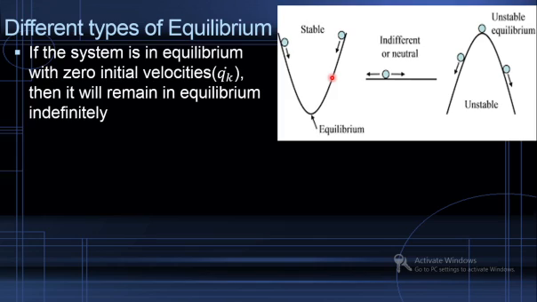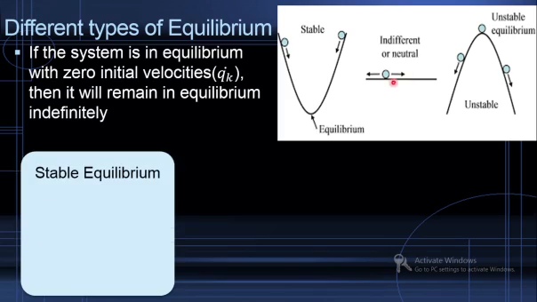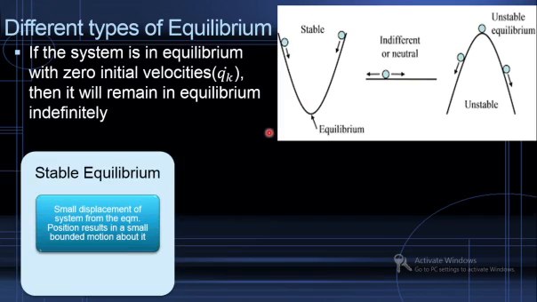Only if we apply a force or a displacement, it will undergo a bound motion or unbound motion or just a displacement. So there are three types of equilibrium. So that is stable equilibrium. What is the explanation for a stable equilibrium? Which means a small displacement of the system from the stable equilibrium results in a small bound motion, a periodic motion. So such kind of equilibrium is called stable equilibrium.